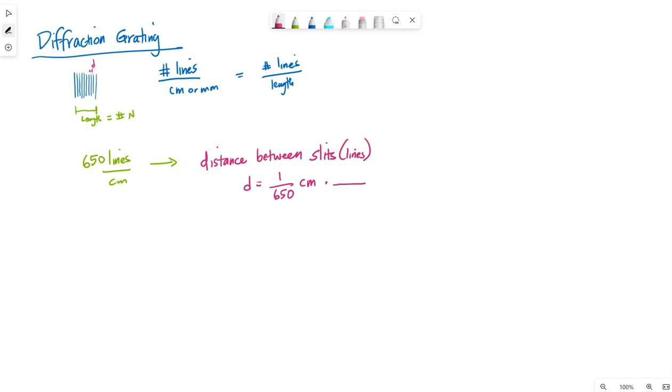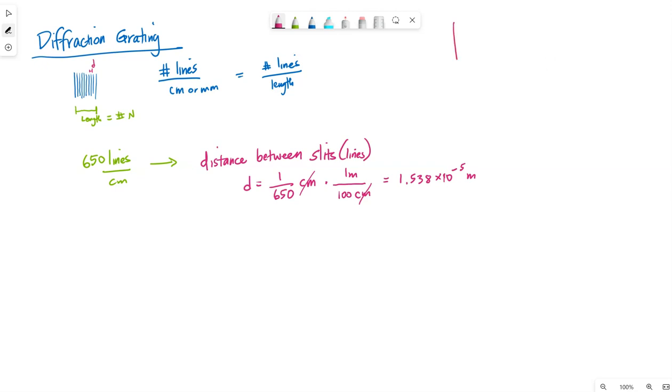If we wanted to convert this, we know there's 100 centimeters in a meter. So if we solved for D, I'm going to change my mode to scientific so I don't have to count decimal places, it would be 1.538 times 10 to the -5th meters. So these lines are incredibly close together.